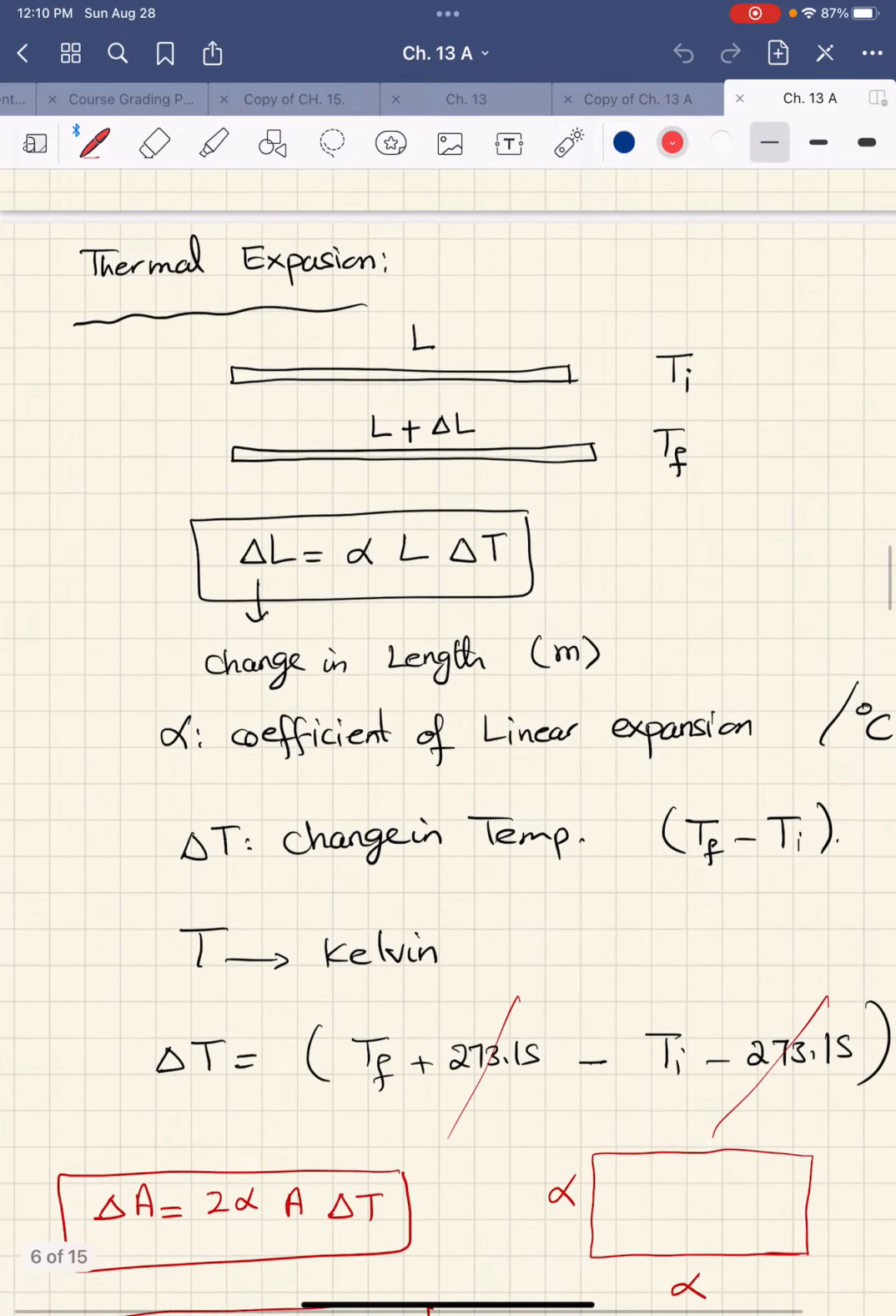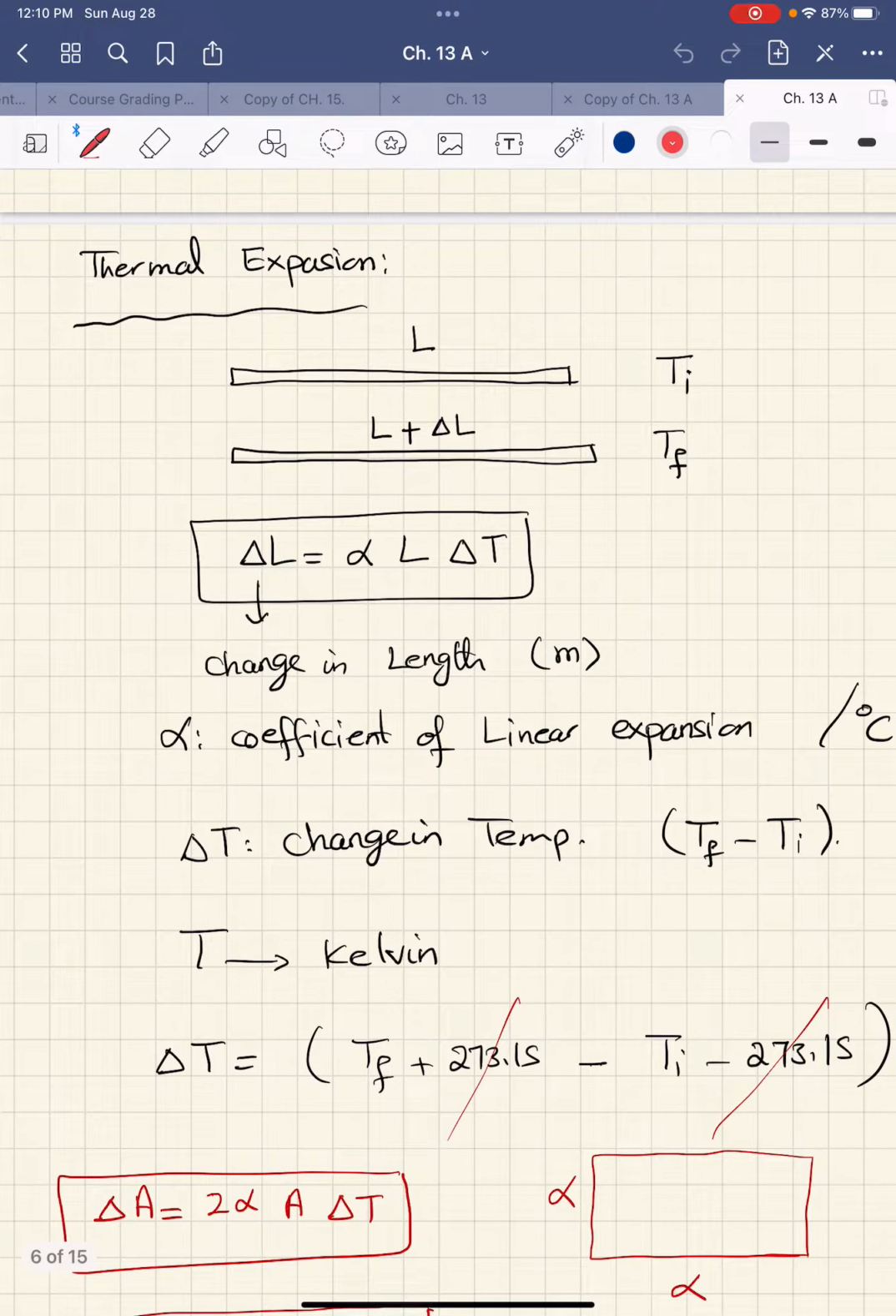In this example here, I'm going to have a rod that has a length L at an initial temperature Ti, and then I was able to warm it up to T final, and then the length has changed to L plus delta L. And in order for me to calculate the change in that length, we are going to have it as alpha times L times delta T. Now, what are these here?